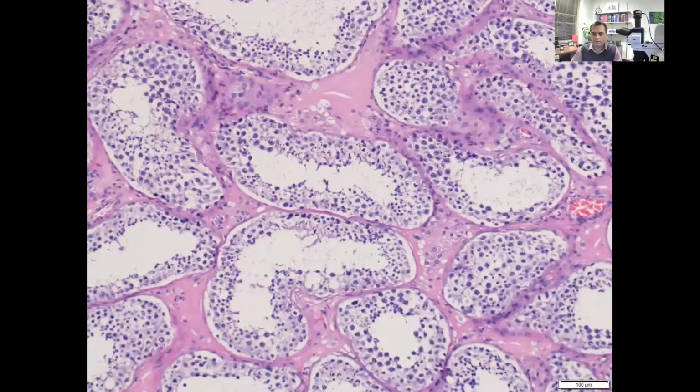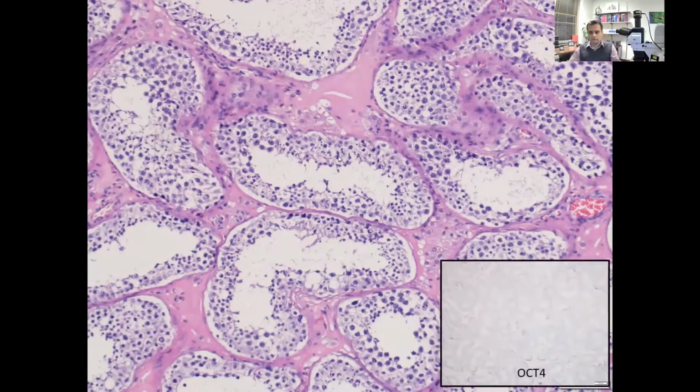You look again carefully for distinct features in the rest of the testis, and you do not find any evidence of GCNIS at all. And in fact, as I mentioned earlier, you find that there is complete maturation into spermatids and sperm in most of the tubules. And you can also confirm this by doing an OCT4 stain, which in this case clearly showed there was no evidence of GCNIS. OCT4 is, as you know, an excellent stain for picking up not only seminomas and embryonal carcinomas, but also the presence of GCNIS in the seminiferous tubules, and that was completely negative.